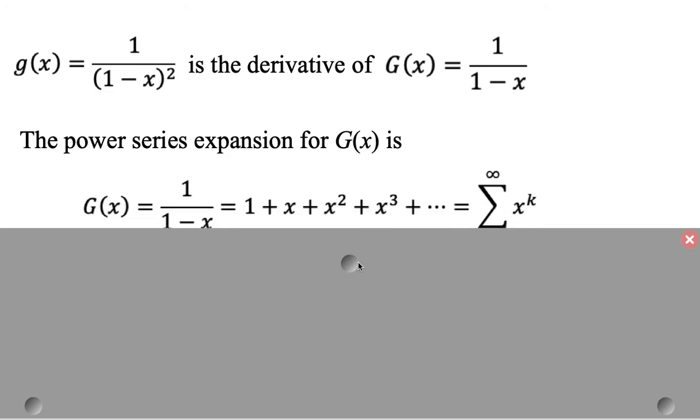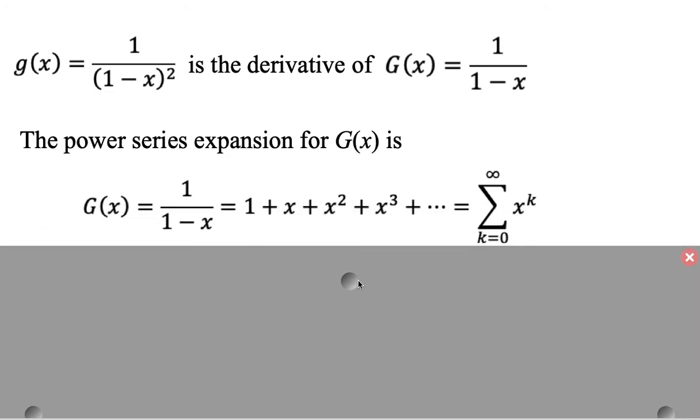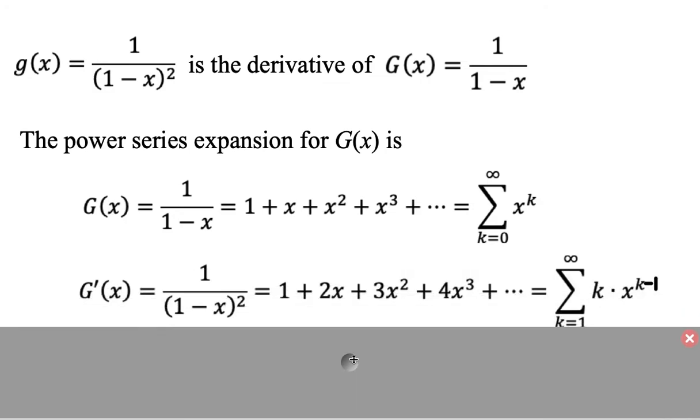The power series for 1 over 1 minus x is 1 plus x plus x squared plus x cubed, the standard geometric power series, which is given by k equaling 0 to infinity of x to the k. Taking the derivative of 1 over 1 minus x gives us 1 over 1 minus x squared. The derivative of 1 plus x plus x squared plus x cubed is 1 plus 2x plus 3x squared plus 4x cubed. And therefore, taking the derivative of x to the k is k times x to the k minus 1. But now we're going from 1 to infinity because we've lost the constant term from the original.